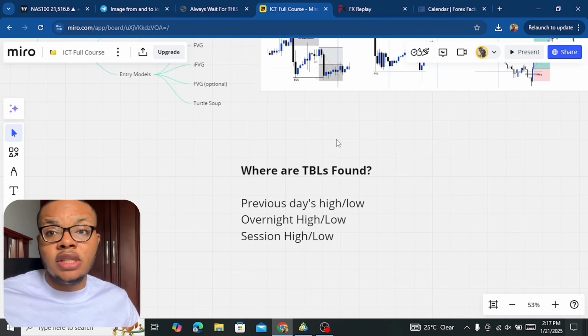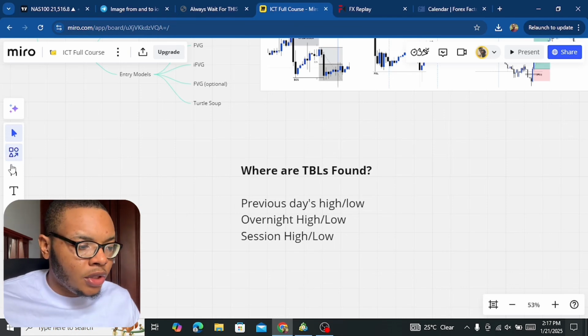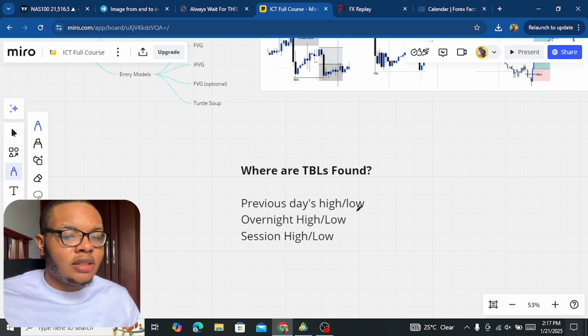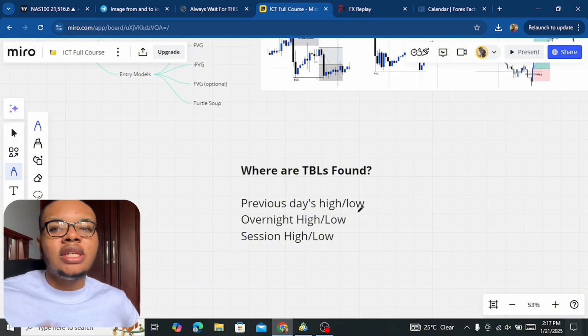Without wasting any more time, let's go on chart so I can show you how to know which liquidities are time-based and how I use them to take quality trades. Alright, so where are time-based liquidities found? Like I explained initially, you can find them at the highest or the lowest point created within a certain period or a certain session.